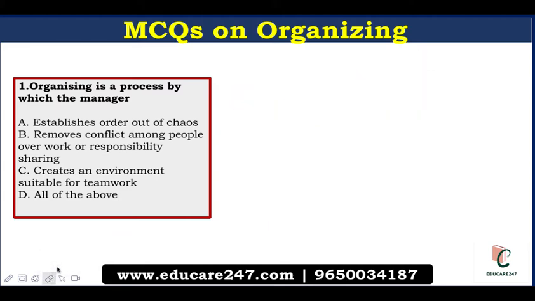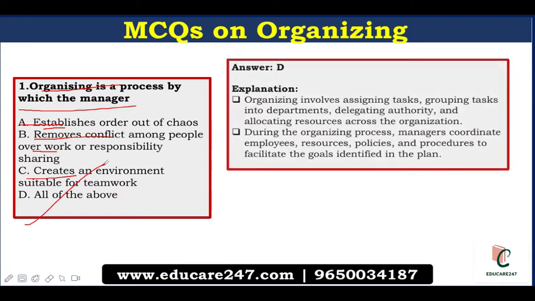Coming to the MCQs, organizing is a process by which the manager A. establishes order out of chaos, B. removes conflict among the people over work, C. creates an environment suitable for teamwork, or D. all of the above. So the correct answer here is D, that is all of the above.